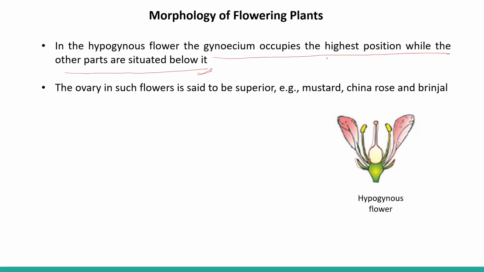So all the floral parts are situated below the gynoecium, and the ovary in such a flower is said to be superior because it is present above all the floral whorls. So such an ovary is called a superior ovary. So the flower which is called a hypogynous flower is having a superior ovary, and the examples are mustard, China rose, and brinjal.